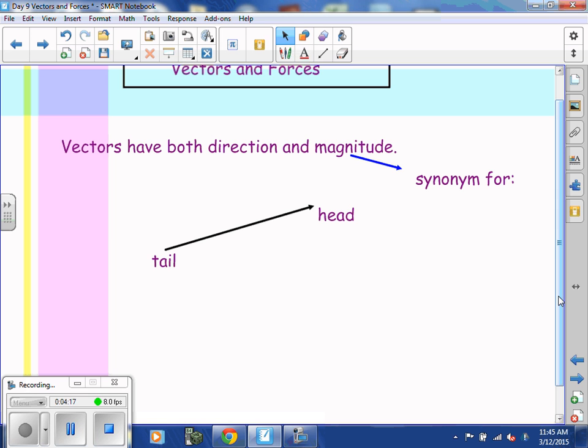Vectors have direction and magnitude. So you need to write this down. This is going to help you when you hit physics. They have direction and magnitude. The tail, we already talked about. And then the head is the arrow. Do you know what the synonym for magnitude is?